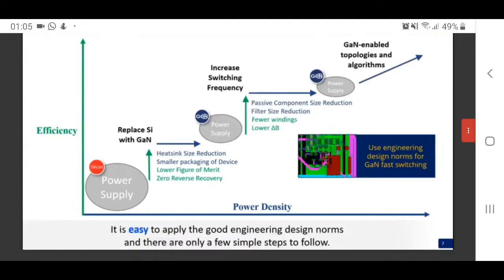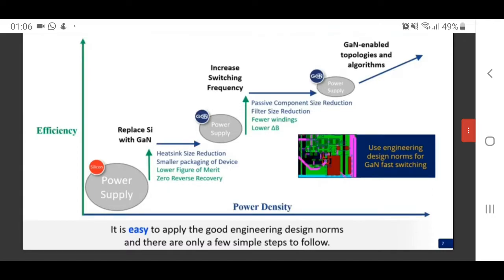If we just replace a silicon device with GaN, due to the much lower figure of merit and also the zero reverse recovery of GaN, the switching loss will be much lower. So the efficiency will be greatly improved. The high efficiency will help to reduce the heat sink size, and also because of the smaller packaging of GaN, there will be some power density advantage if we replace silicon with GaN.